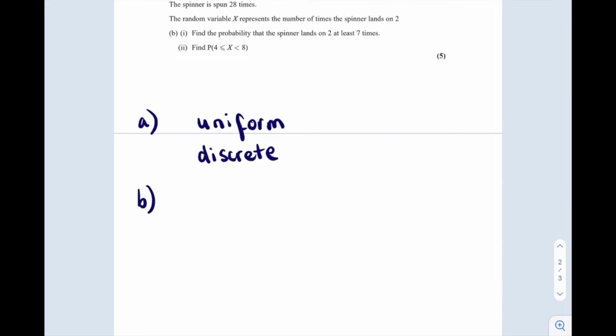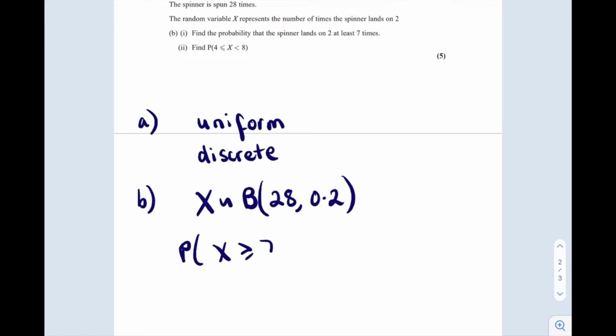So what we can say is that my capital X has a binomial distribution, number of trials n being 28, and the probability of success in each trial is 0.2. Now the first part here is find the probability that the spinner lands on 2 at least 7 times. So at least 7 means minimum 7. So we want to find the probability the spinner lands on 2 7 times, 8 times, 9 times, and all the way up to 28 times. So we are looking for the probability that the random variable is greater than or equal to 7.